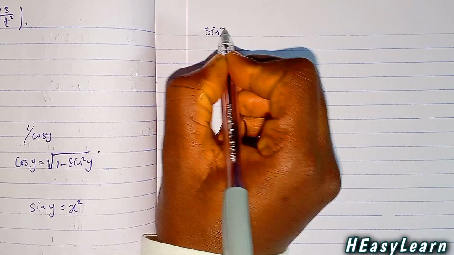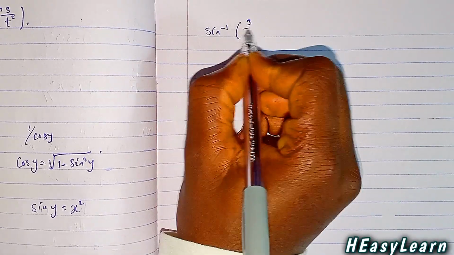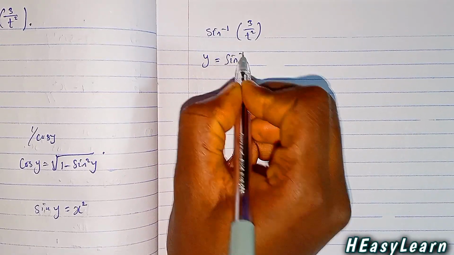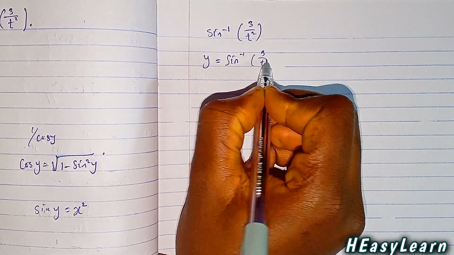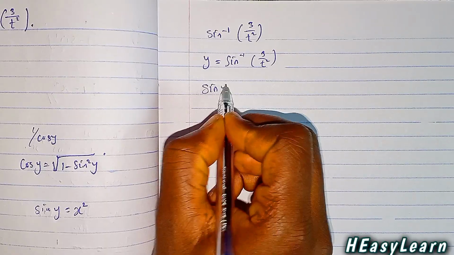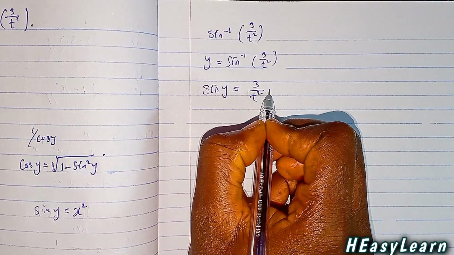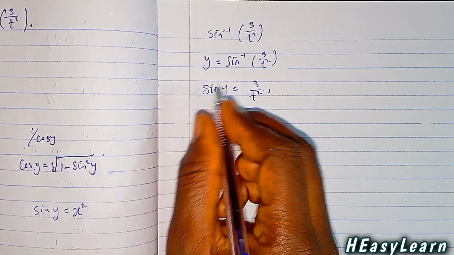What is going to be the derivative of sine inverse of 3 over t squared? First, let y equal sine inverse of 3 over t squared. Take sine of both sides. Sine y equals 3 over t squared. This is an implicit function. So what is the differential of sine y?